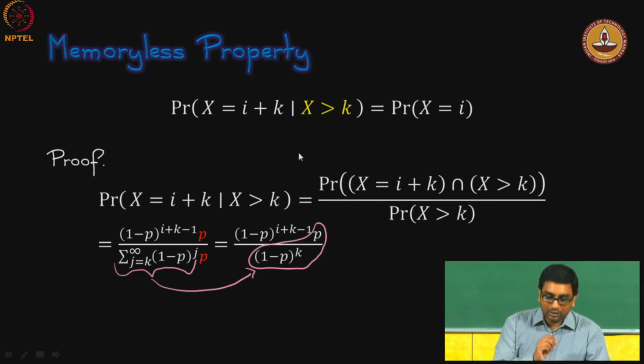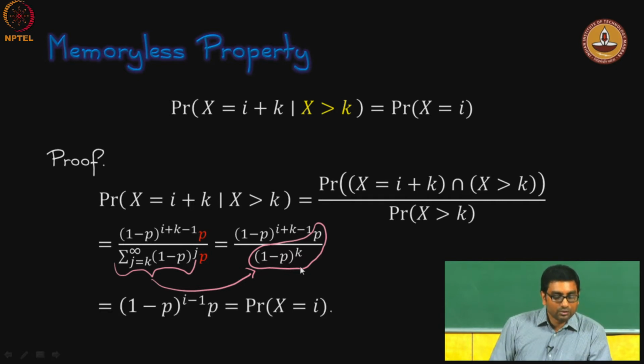One thing that I would like you to work out on your own is that this summation, if you work through it, ends up being (1 minus p) raised to the k, divided by p. So it will come out this way in this derivation. When you work it out, (1 minus p) raised to the k will cancel out with this k over here. So you will get (1 minus p) raised to the i minus 1 times p, which is nothing but the probability that X equals i. So this is formally verifying our intuition of the memoryless property.